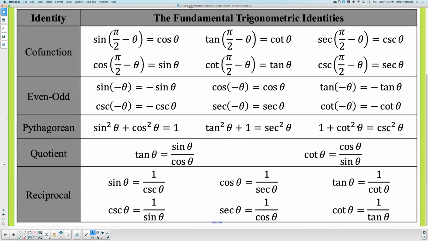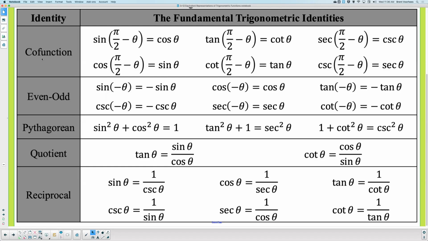These identities right here, you have to have these memorized. Hear me. You have to have these memorized. You cannot succeed long term if you don't have these memorized. So up here we have a lot of different formulas. I'm going to walk through them in a brief way.